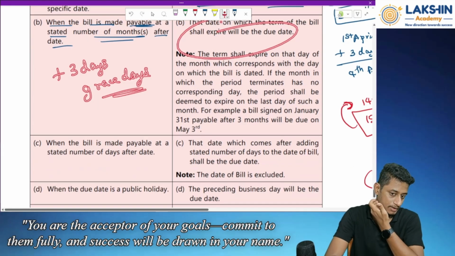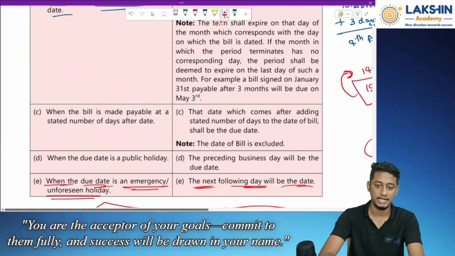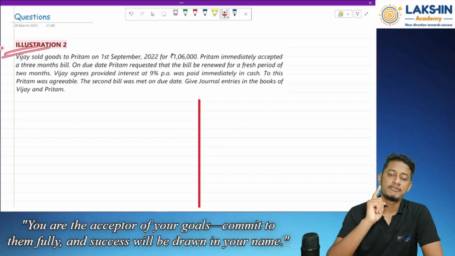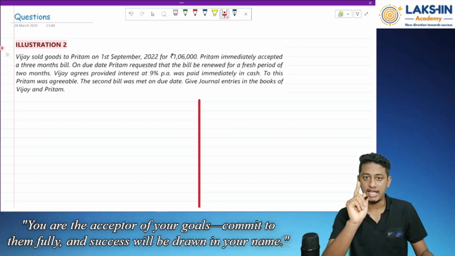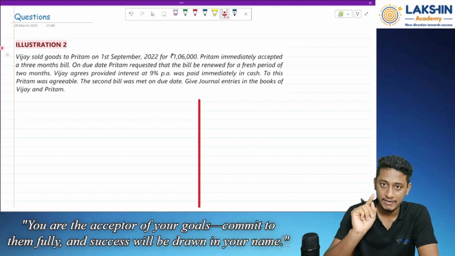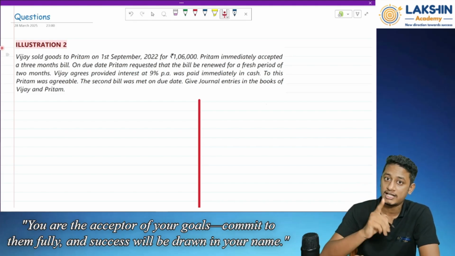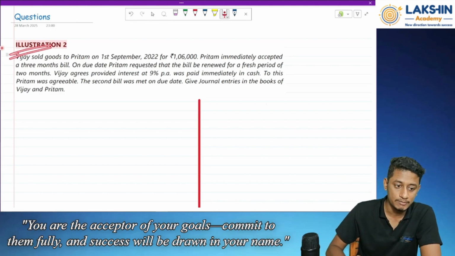Clear? Okay, so let us jump into the questions directly. Illustration number 2. Before starting this, please revise all the journal entries, because I will be going a bit faster now, and while passing the entries I won't go in depth into why the entries are passed, because we have already clearly discussed the theory and the logical reason behind each entry. I have not made you mug up any of the entries. So go through the video and the notes once again, understand all the entries, and then come to the practical part, or else you will get confused. Please. Starting with illustration number 2.